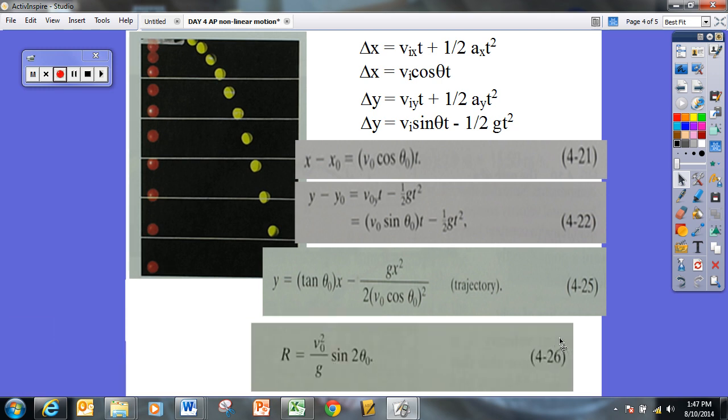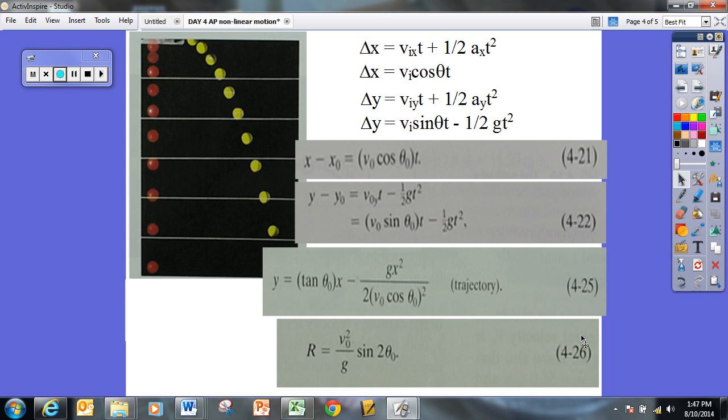The last equation that the book gives you, I would caution you against altogether. This R stands for range, and so the question is, how far away does the projectile land when you launch it with this velocity at this angle? But this equation is predicated upon the notion that the ball is landing at the same height that it took off from, that delta y here is 0. It may very well be that a projectile is launched and does not land at the same height it took off from, and this equation would fail you miserably.